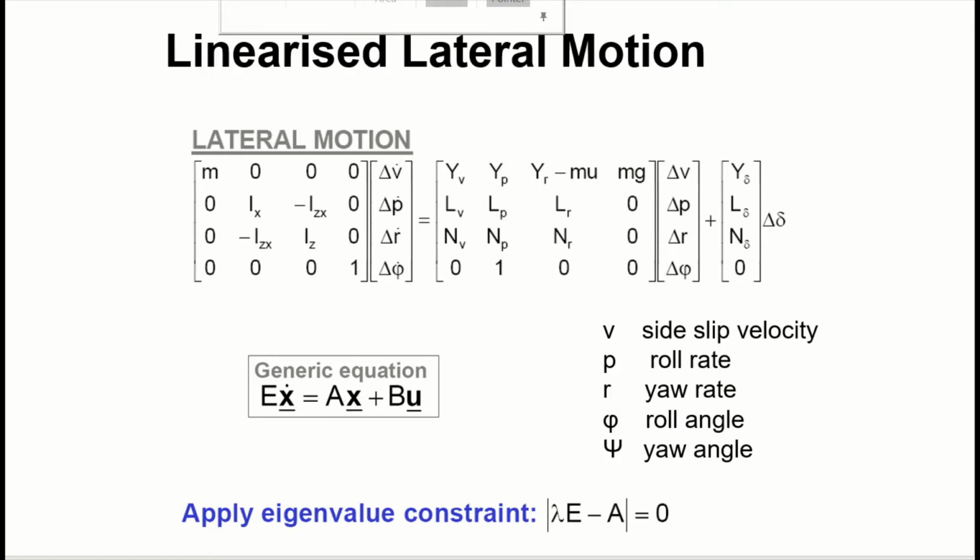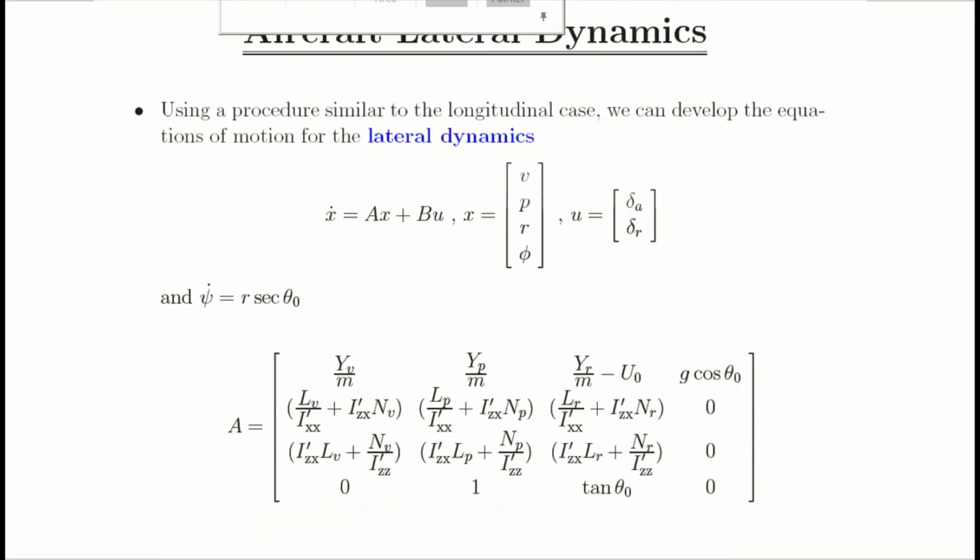angle. We can use the inverse matrix, E to the minus 1, to multiply by A to simplify this down to standard form, which will then give us this expression here for the A matrix. And so now the standard equations are written in the standard state space format.